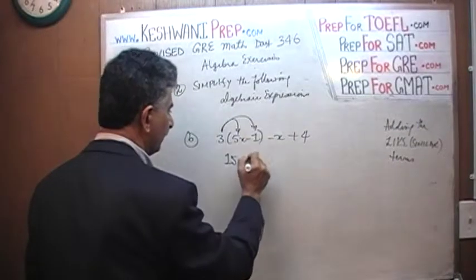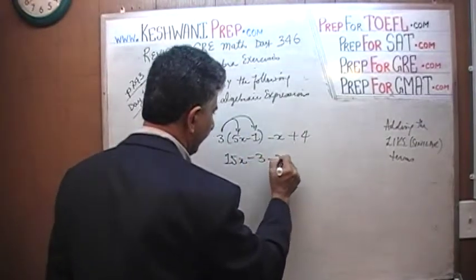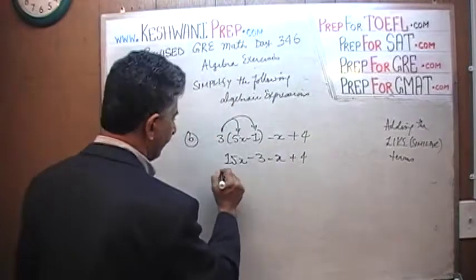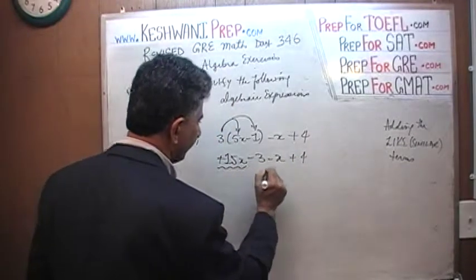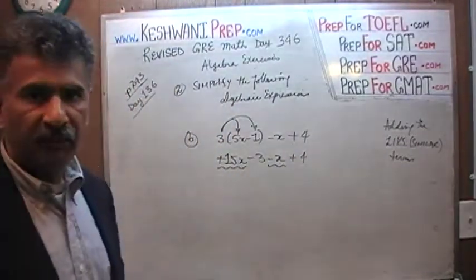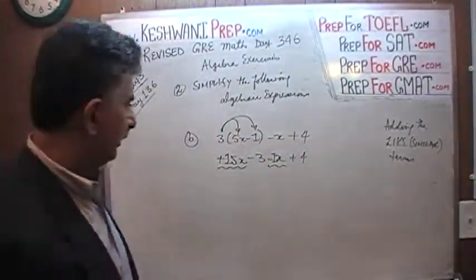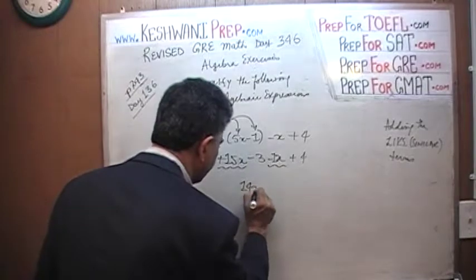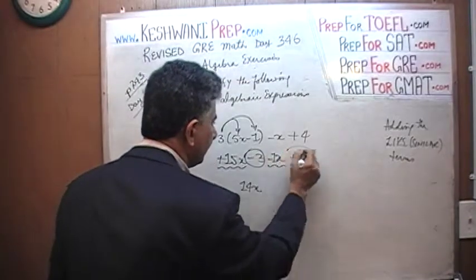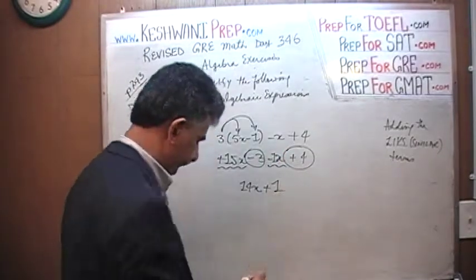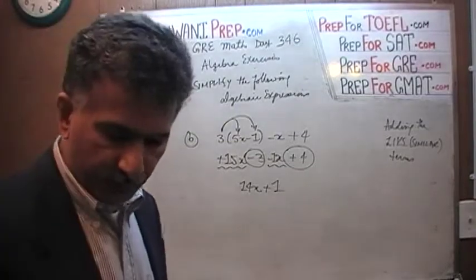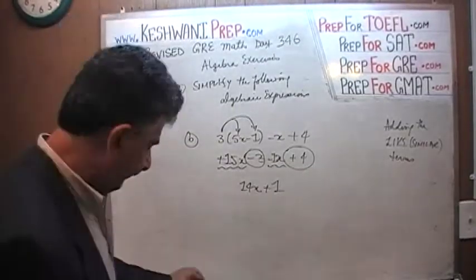3 times negative 1 is going to give us negative 3, negative x, and a negative 4. So here we have positive 15x, and here we have negative 1x. 15 minus 1 is 14, so we get 14x. And then we have a negative 3 and a negative 4, which is going to give us negative 7. Quite straightforward, quite simple. Number 3.